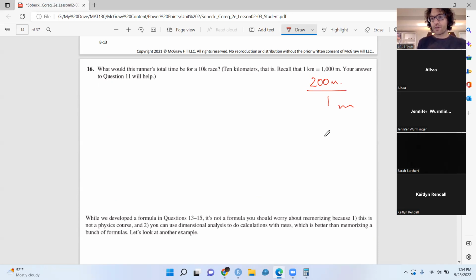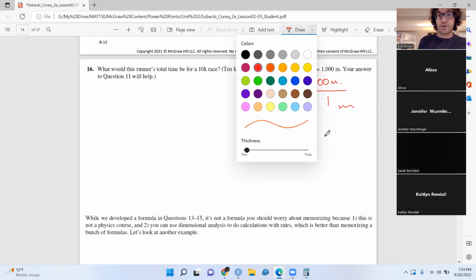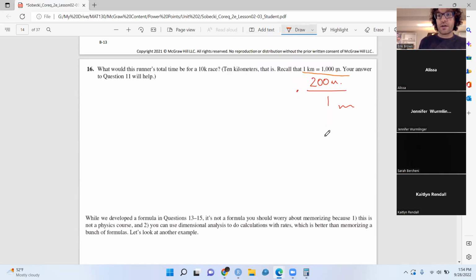Now, we do have a problem here, right? This is in meters, not kilometers. So let's convert this rate into kilometers per minute. The way to do that is to take our equivalency statement and turn it into a fraction that removes the meters and leaves us with kilometers. So we want the kilometers on top and the 1,000 meters on bottom.